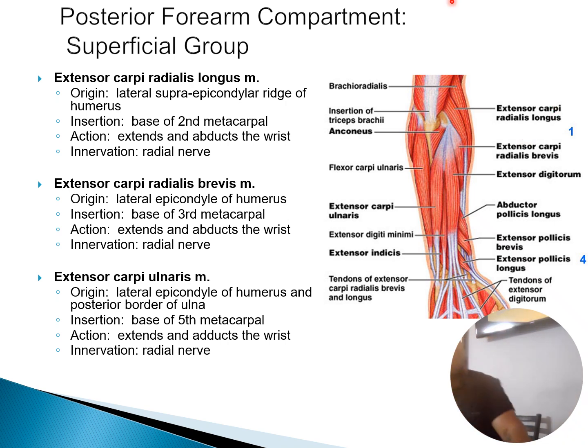I should probably get magnifying glasses. Your anconeus is the little guy right here. He's adjacent to the triceps tendon. So this actual arm is kind of like this, look at me. That's how he's doing it. Okay. All right.